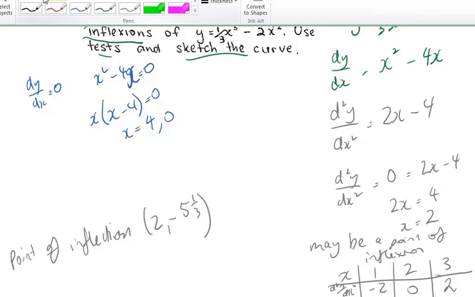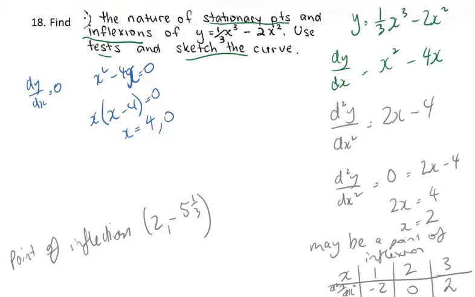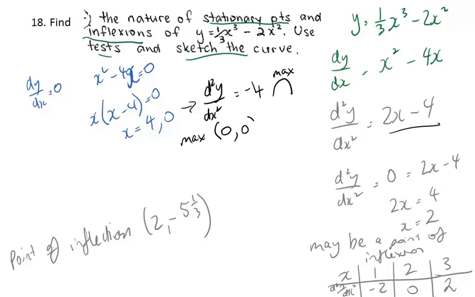So now we're going to come back over here. We've got x is 4 and 0. We'll start with our 0 case. When x is 0, our d squared y/dx squared is 2x minus 4. 2 times 0 minus 4 will be negative 4. So negative will be a max. So we're going to have a max at the point 0. We substitute that in here and y will be 0.